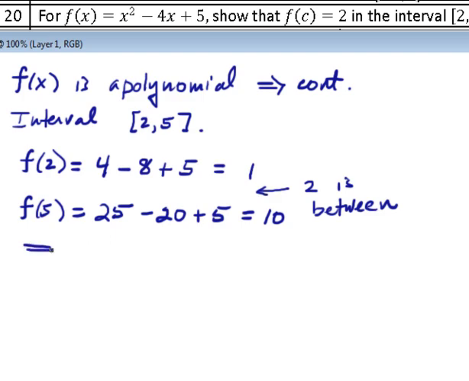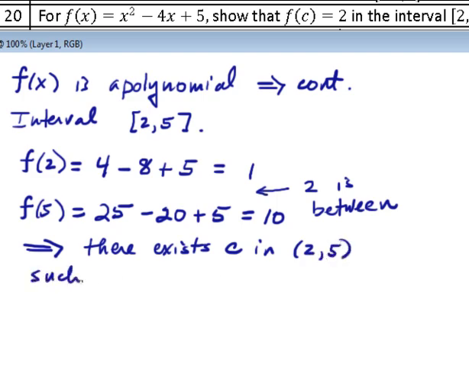So that way we know that there exists c in 2, 5, such that f of c is equal to 2. And now we want to find c. In this case, we want to find c.